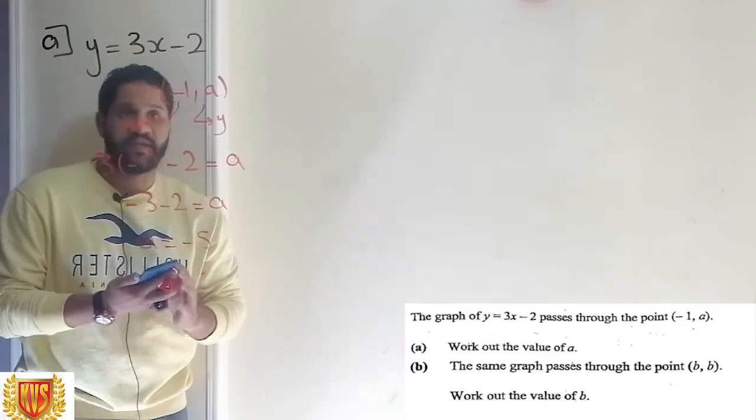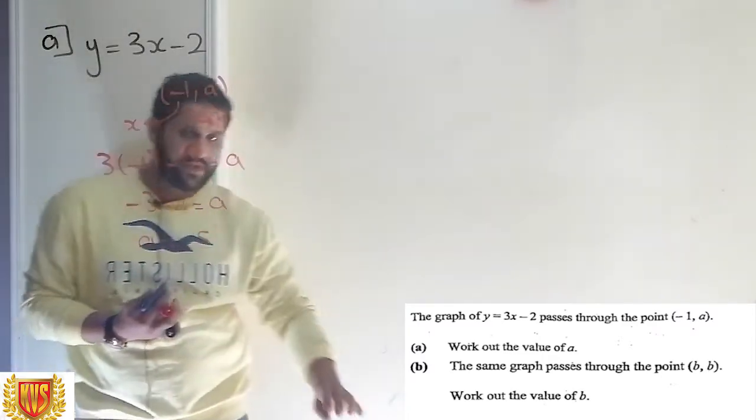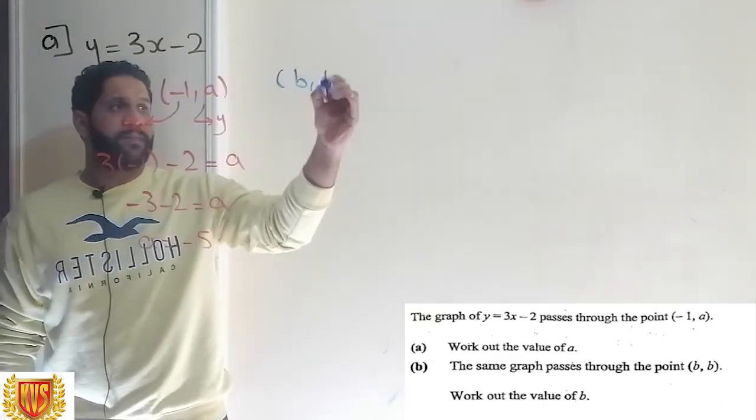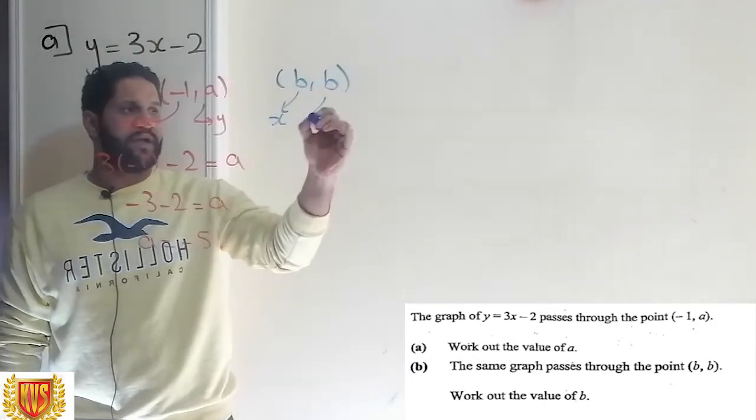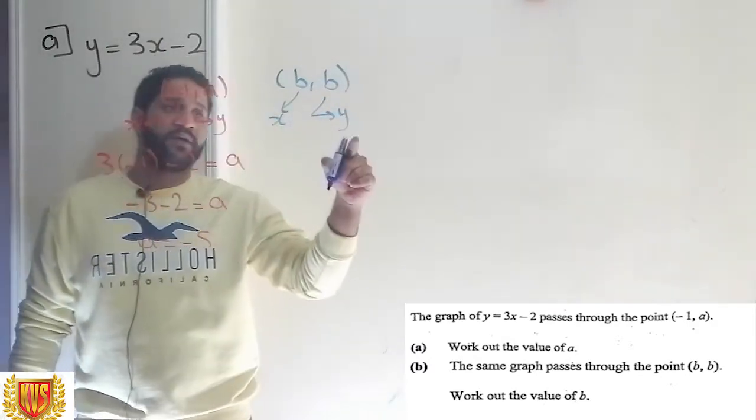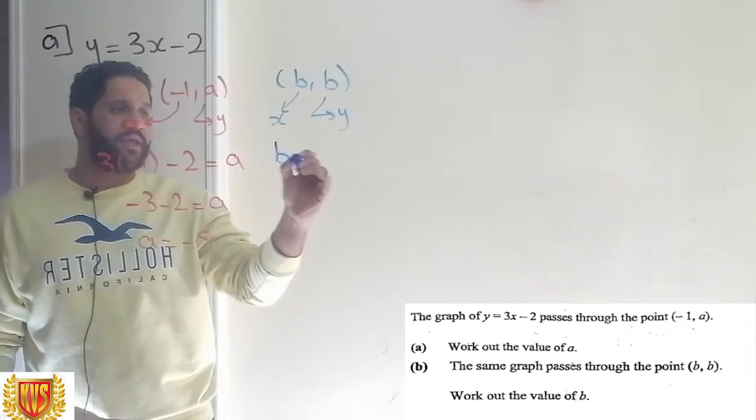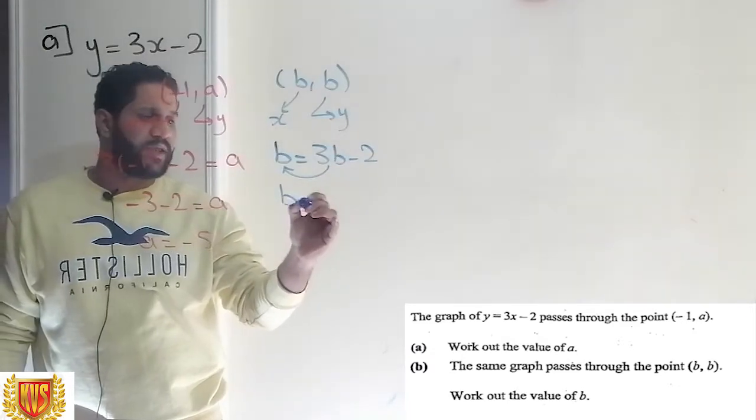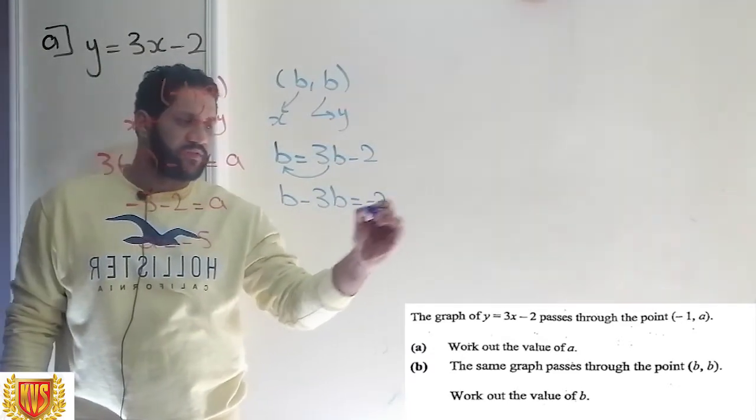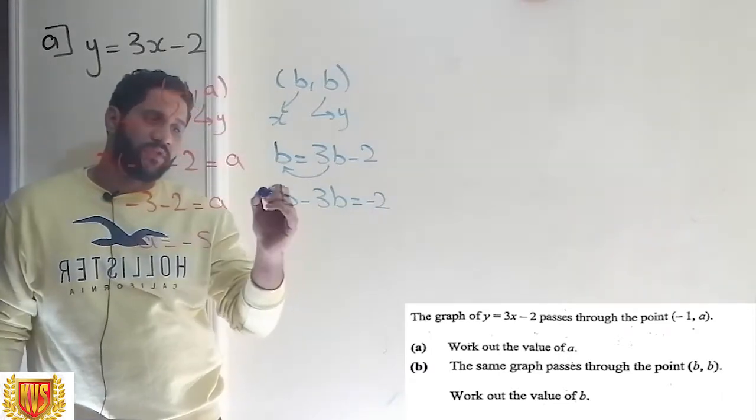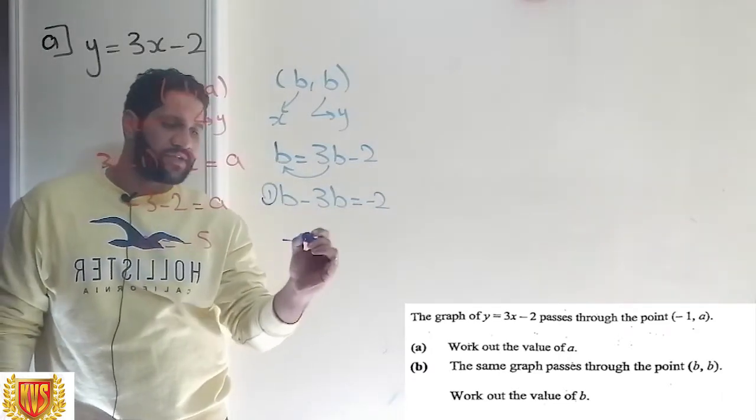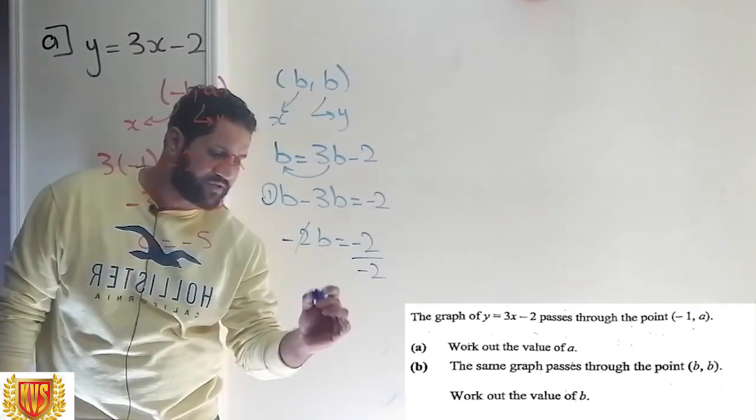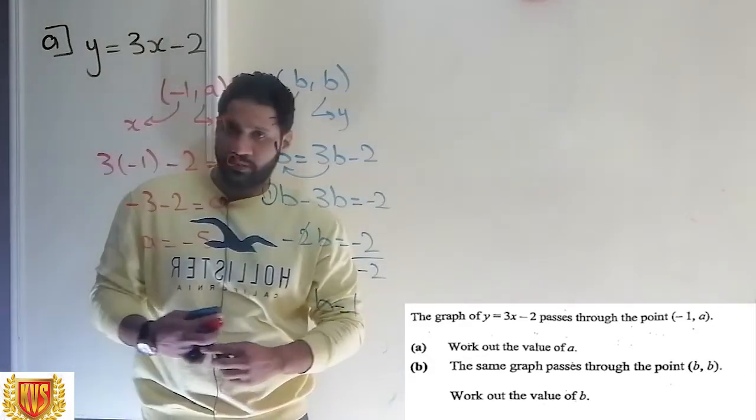If we look at part b, he's saying the same graph, and the point given is (b, b). As you can see here, the point is b and b. I know that this is x and this is y. I remove x and put b, and remove y and put b. So b equals 3b minus 2. 3b will go to the other side, so b minus 3b equals negative 2. b minus 3b, we know that here is a 1. 1 minus 3 is negative 2, so negative 2b equals negative 2. Negative 2 will go to the other side by division, so that means that b equals 1.